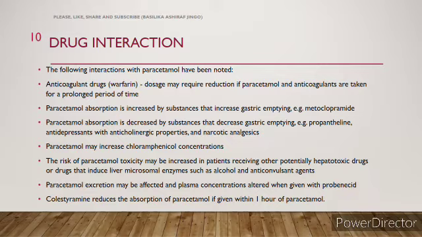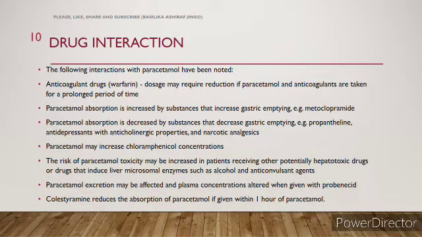Then two, paracetamol absorption is increased by substances that increase gastric emptying, like metoclopramide, mostly known as Pasil. Meaning our absorption will be high because there is a drug taken which increases gastric emptying. By gastric emptying, we mean the stomach. Meaning if the stomach is emptied quickly, the drug is also emptied quickly.